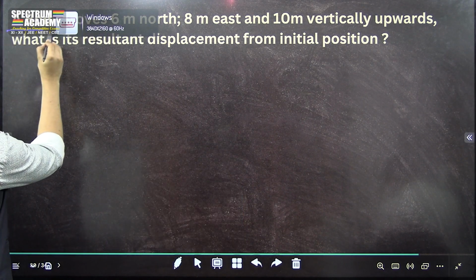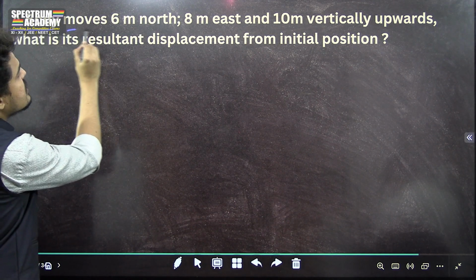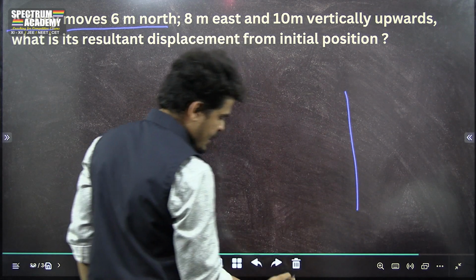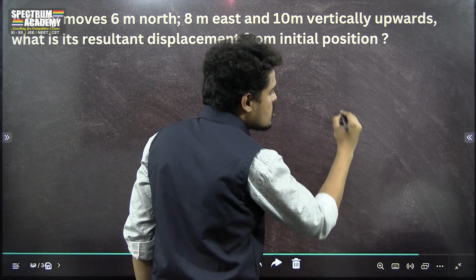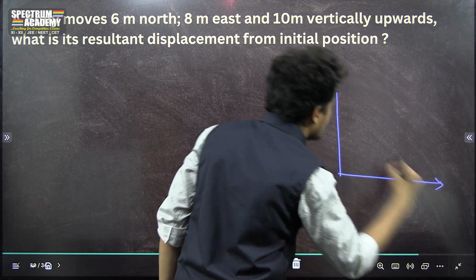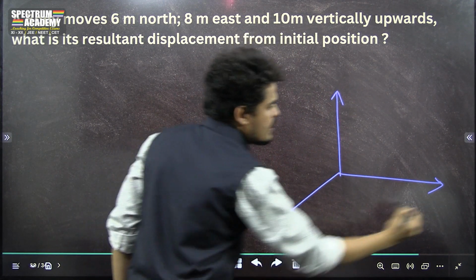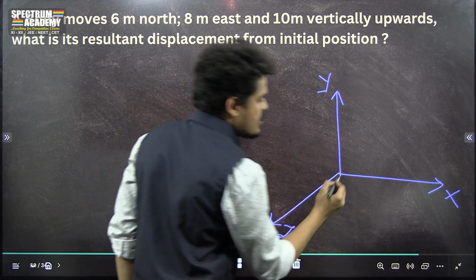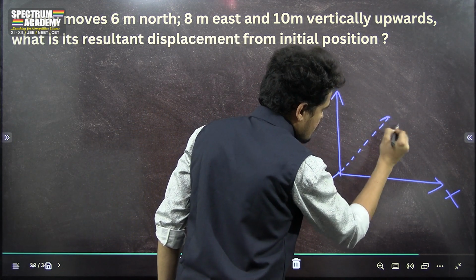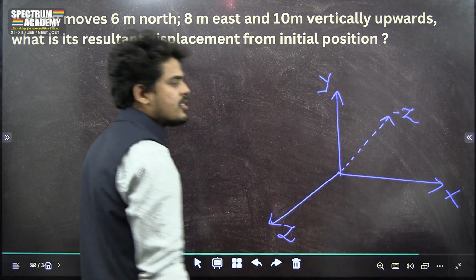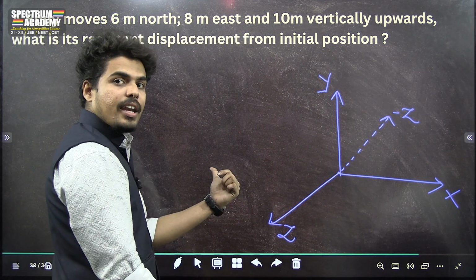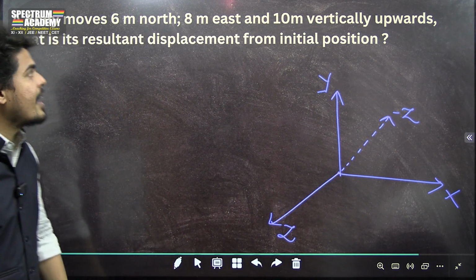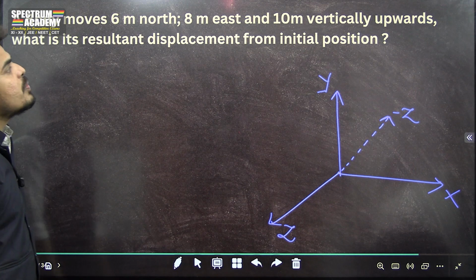We have given a body moves 6 meter north. If this is my coordinate axis, this is x axis, this is y axis, and this is nothing but z axis. So this is the three dimensional figure. Minus z axis, x axis in this direction, minus x axis, in the downward direction minus y axis, upward direction plus y axis. A body moves 6 meter north.